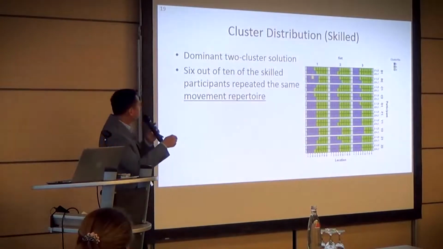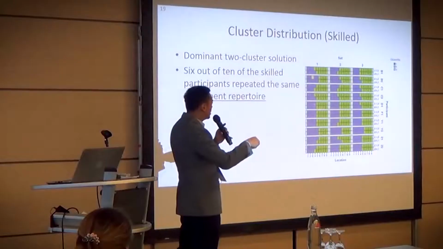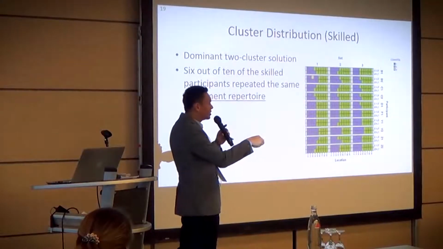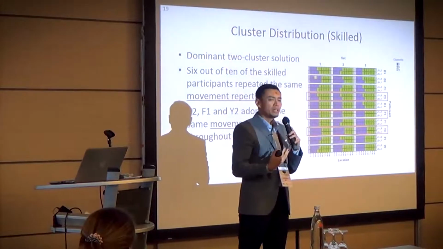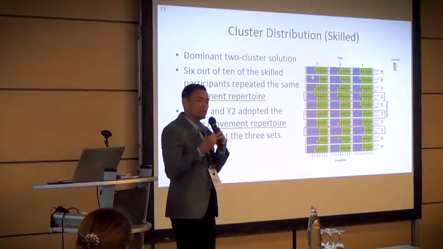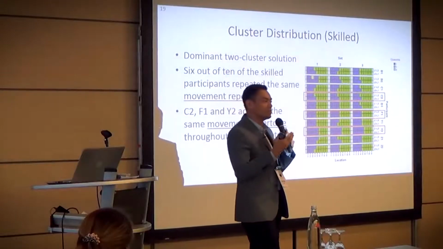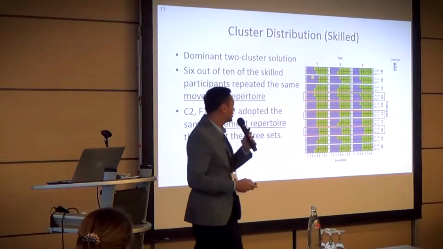Now 6 out of 10 of these participants repeated the same movement repertoire. Repertoire means that you see the same pattern within one set over the other, and 3 of them have the same throughout. Now this highlights the ability of skilled participants to reproduce their movement patterns, in what we heard earlier, right? Automaticity, the ability to choose and decision-making skills, the right movement solution at the correct location.